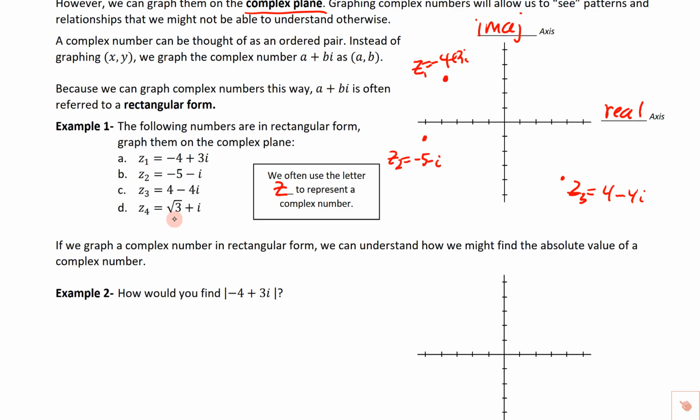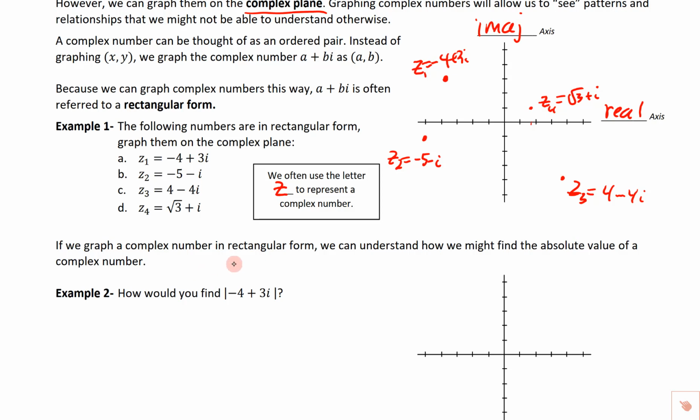And then the last one is radical 3 plus i. So radical 3 is about 1.7, so we're going to go about right there. And then 1, so this is going to be z4. z4 is radical 3 plus i. And then we've got all 4 of those graphed over here, and we've got them labeled.